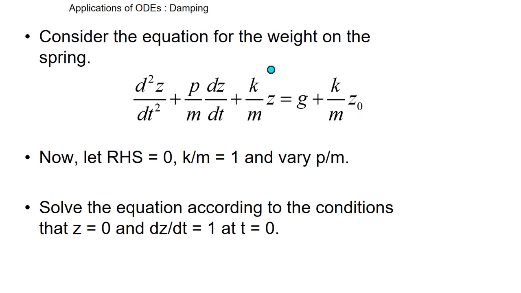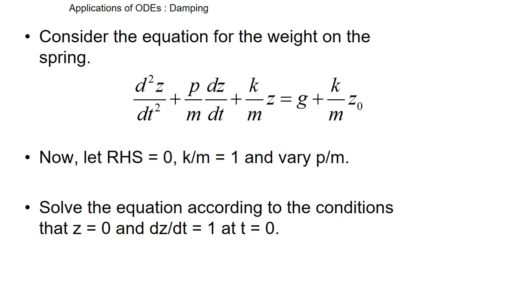We saw the equation. It involved the acceleration, it involved the friction or damping, it involved the restoring force. We had a constant right-hand side, and of course this constant right-hand side, if we use a slightly different definition of the position z, we can make this 0. Let's take a look at this equation. We'll also make this k over m term 1, and we'll take different values of p over m here. This parameter here, let's vary and let's see what happens.